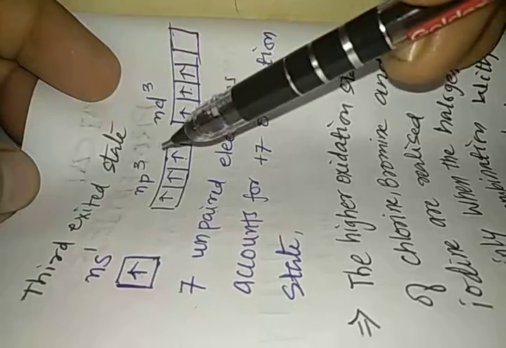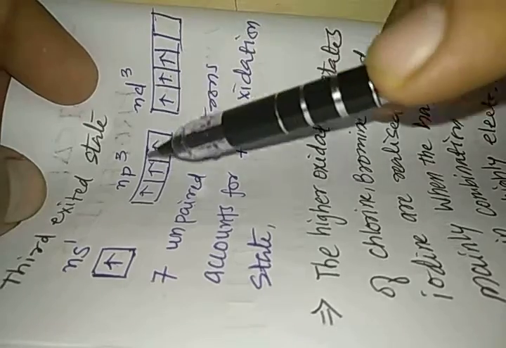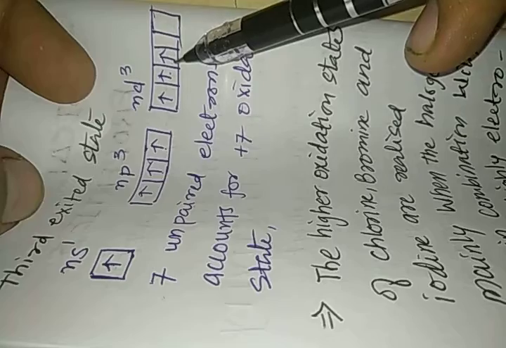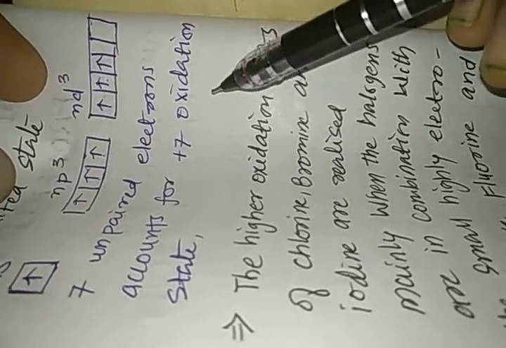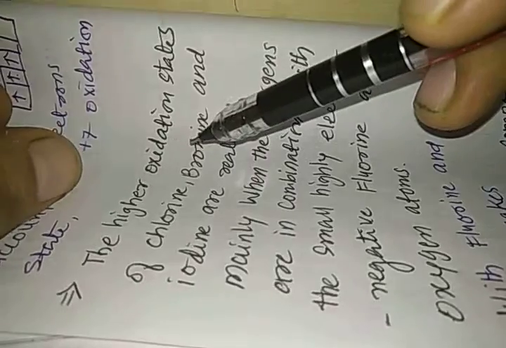Again, when halogen undergoes the third excited state, the electronic configuration goes like ns1, np3 and nd3. You can have 7 unpaired electrons, 1, 2, 3, 4, 5, 6, 7, and these 7 unpaired electrons account for the +7 oxidation state. So with 7 unpaired electrons, +7 oxidation state is possible.